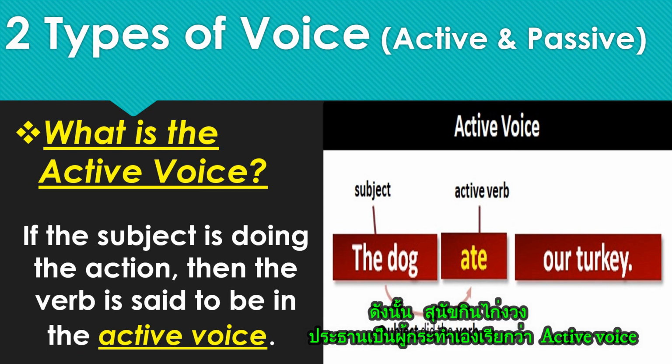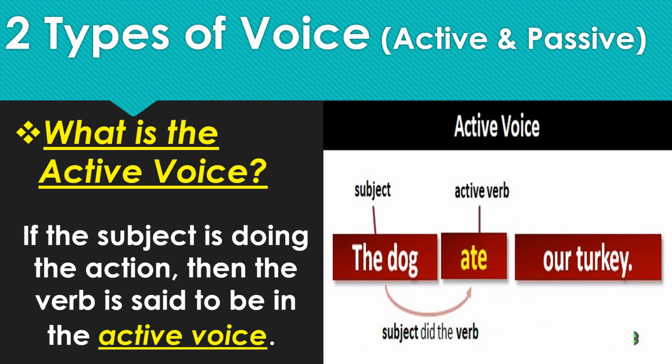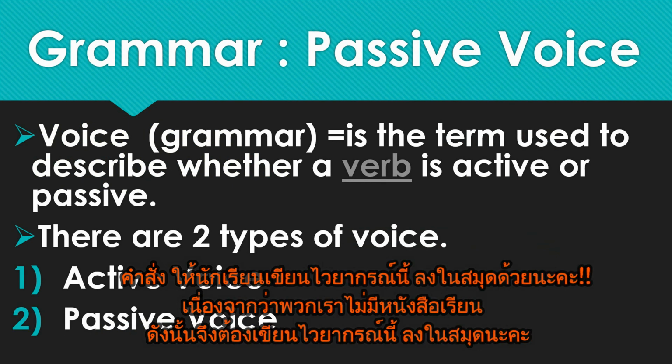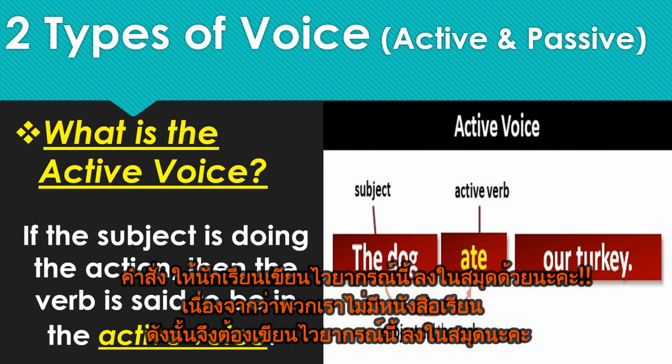Okay. Next we have here subject and the verb. Subject did the verb. So the subject is the one who does the action. That's why it becomes an active voice. Okay. So remember, the active voice is when the subject is the one doing the action. Therefore, the verb there is active. Oh, by the way, you have to write this grammar in your notebook, okay? Because we don't have this in your book.